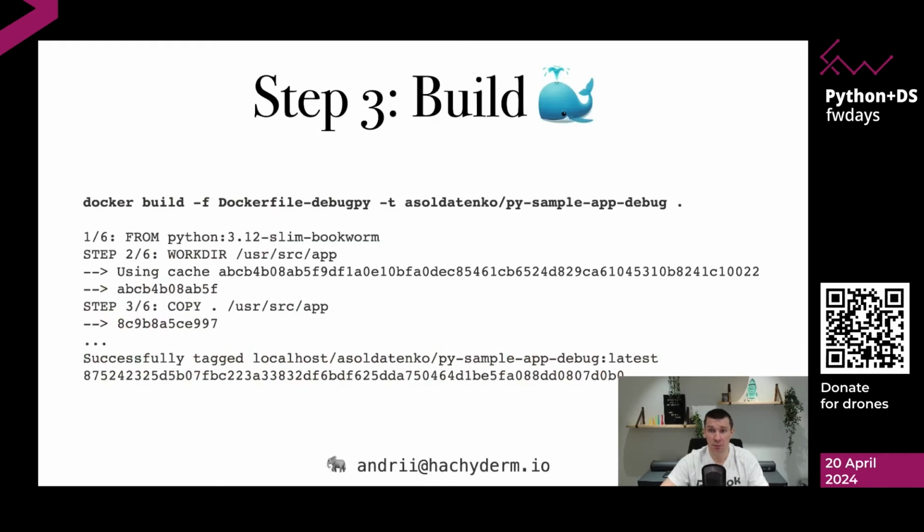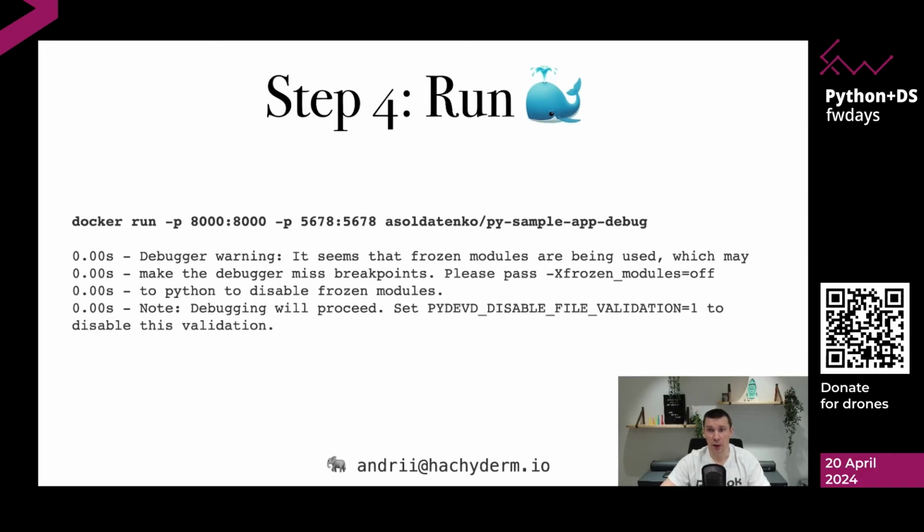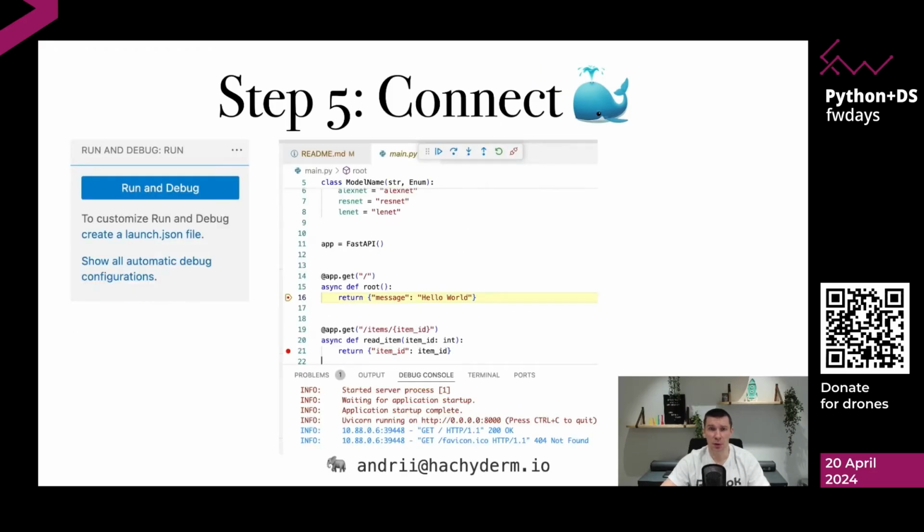The next steps are very simple. We will build this Docker image, and of course we can run it. As you can see, I run it, and I forward a few extra ports. One is for the application and another one for the debugger. And the next step is as simple as the previous two.